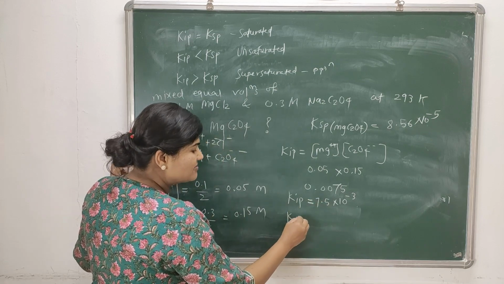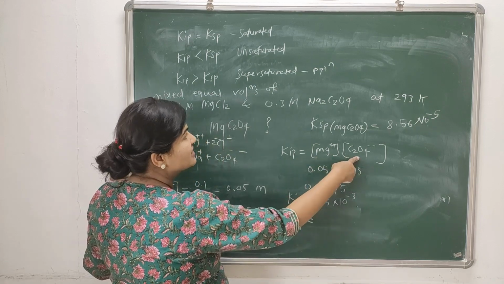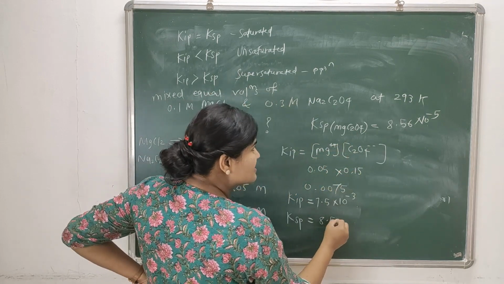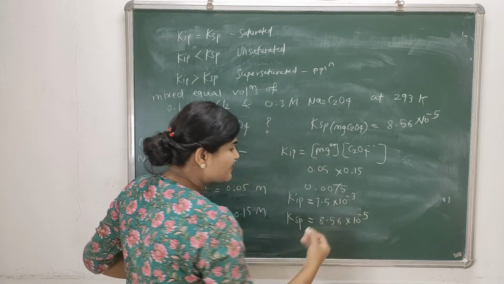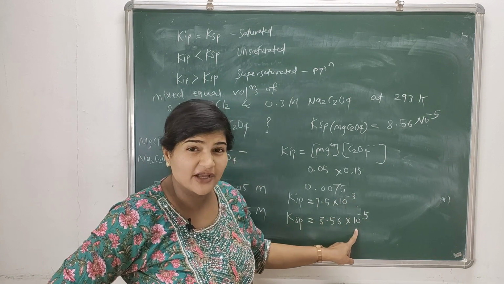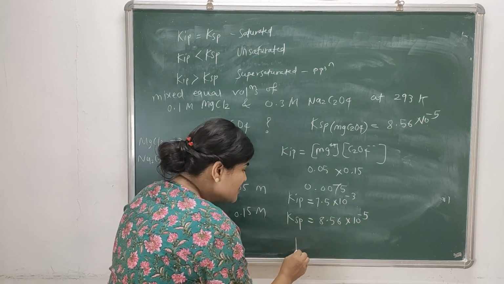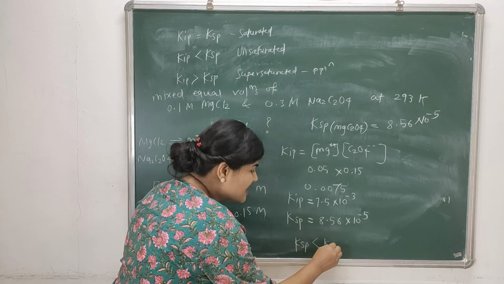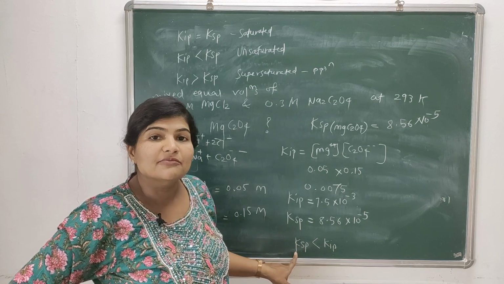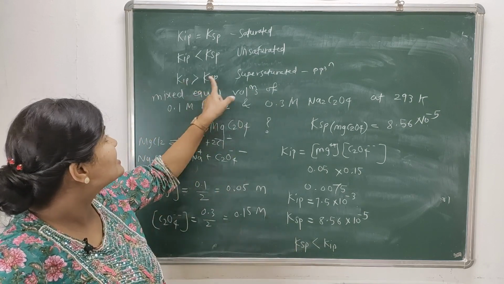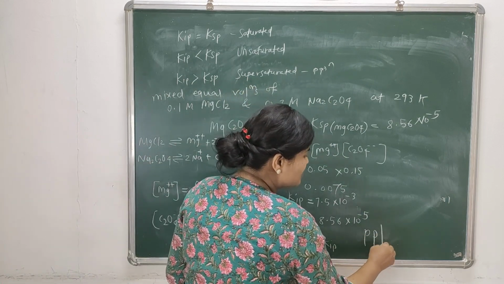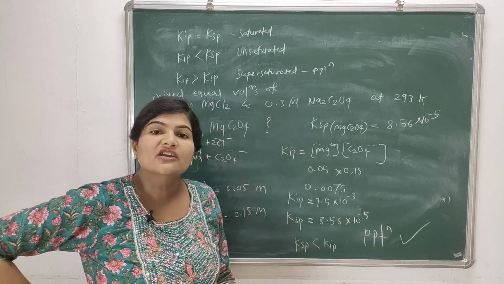I already have the KSP value for this particular salt, and it is 8.56 into 10 raised to minus 5. Now look at both the values. This is raised to minus 3, this is raised to minus 5. So KSP is definitely less than KIP. It means KIP is exceeding KSP. It means my solution is supersaturated, and if the solution is supersaturated, it will definitely precipitate out. So precipitation will definitely occur.